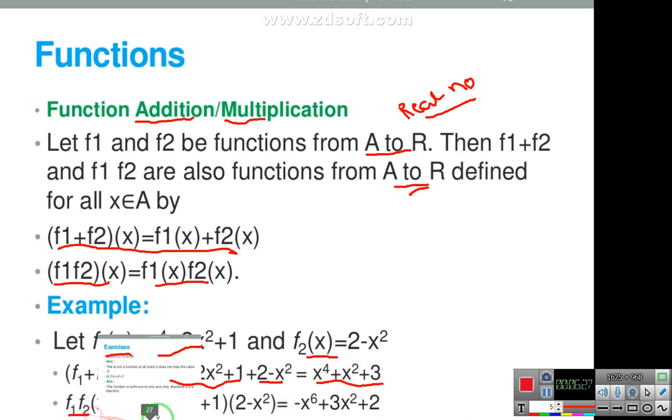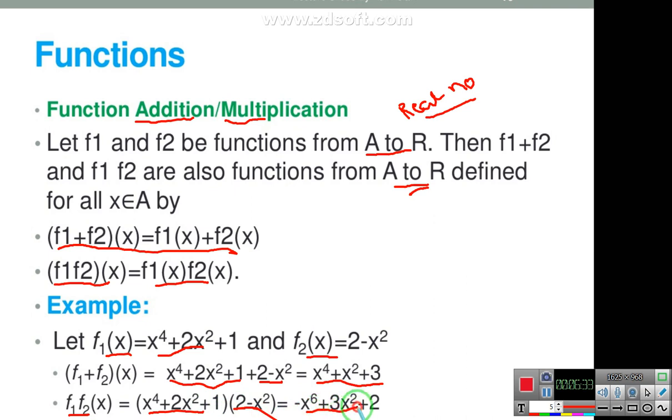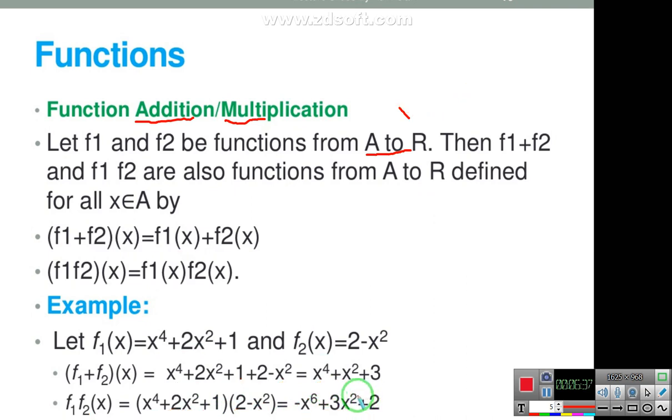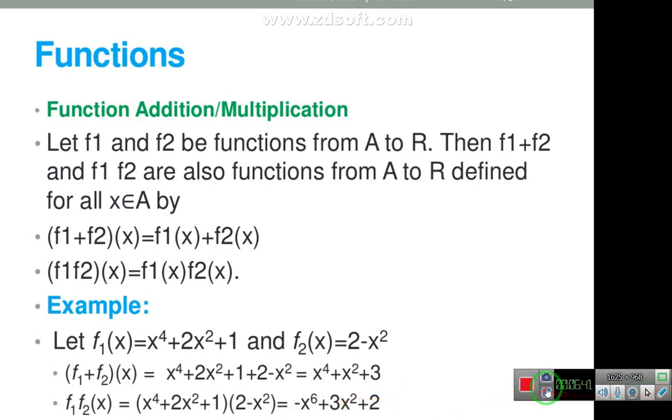Now multiplication. So the same way of multiplication. So the result will be this one. So this is the method of addition and multiplication of a function. Nothing is confusing here, so kindly don't confuse yourself.